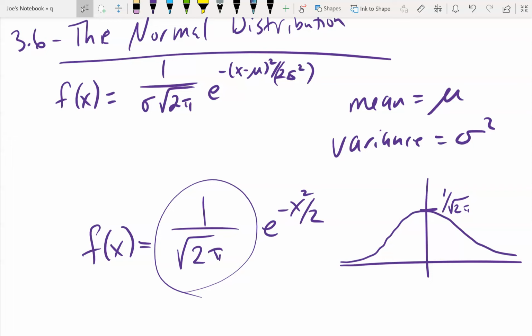So if I want to make this get wider, I would need to make the constant that I'm multiplying smaller, which dividing by bigger numbers makes the constant smaller that I'm multiplying by. So the bigger the variance gets, the wider it gets. The smaller the variance gets, the narrower it gets, which makes sense, right? We think about variance being a measure of spread. Bigger numbers should be more spread out. Smaller numbers should be more compact.